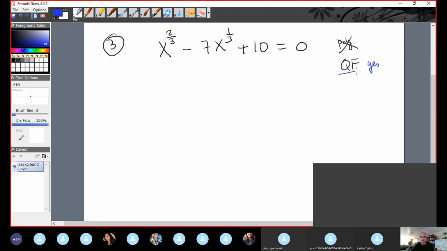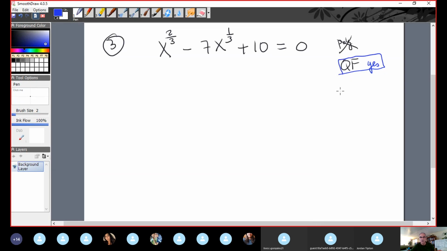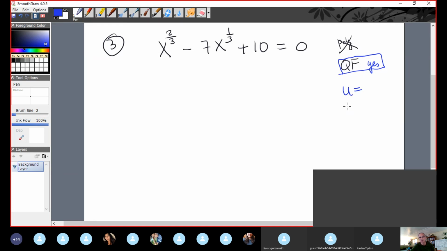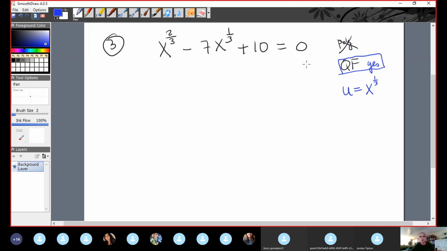Yes, quadratic in form. Quadratic in form means the equation that you solve using the change of variable u. This is my u. Entonces my u is, who helped me to say? Exactly, x to the 1/3. You see, little by little you learn. Okay, now ready to rewrite the equation again, but using a new auxiliary variable.